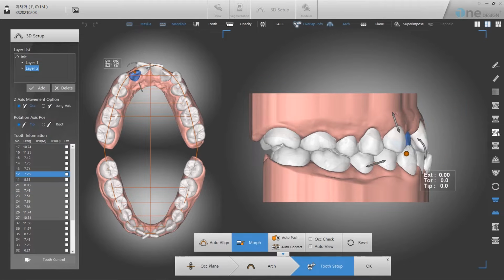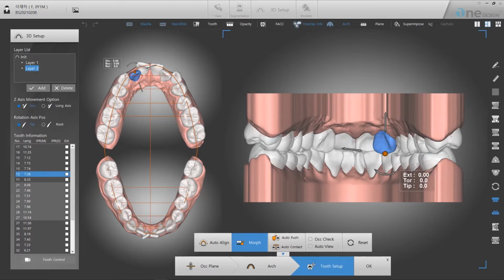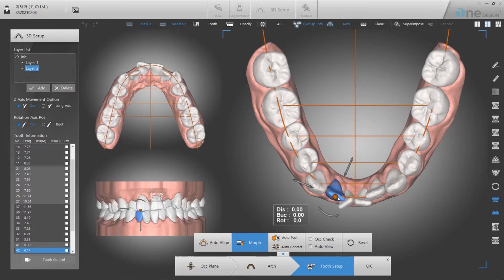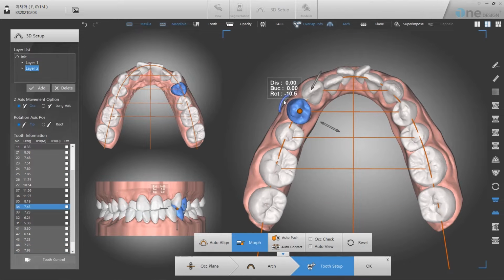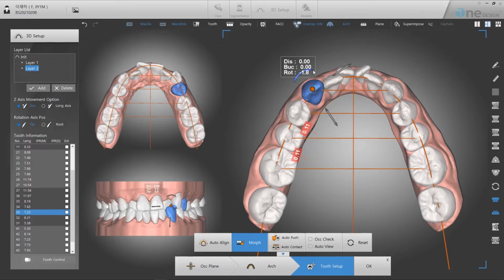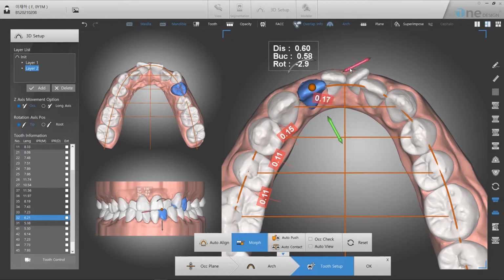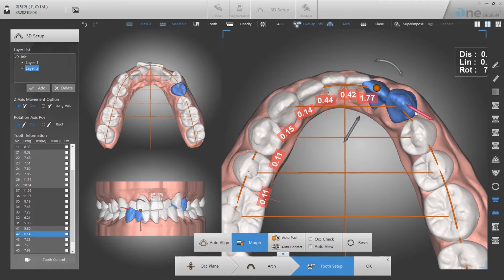This patient has an anterior crossbite with very severe crowding. To set the IPR value, we will proceed with the final setup first. Aligns the rotated teeth.